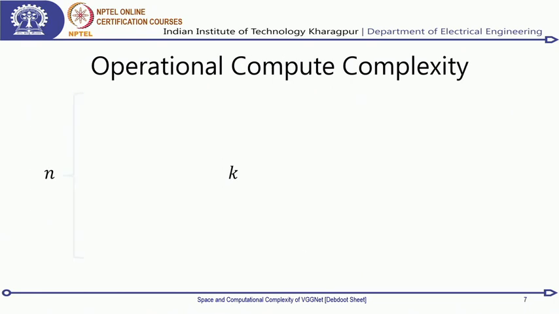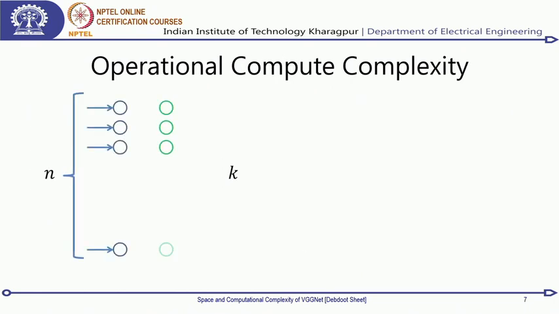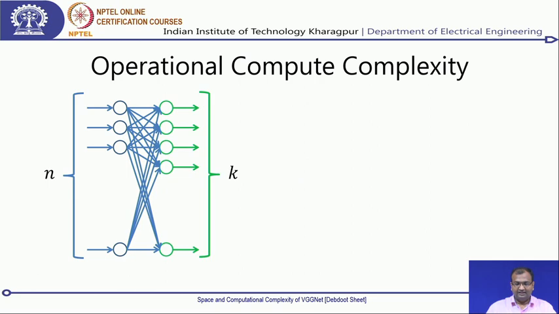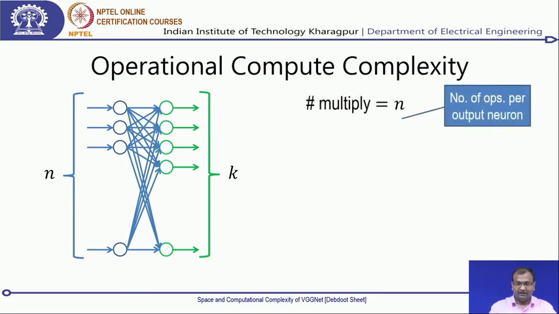Now, on the other side of it, let us look into the operational compute complexity, which is the total number of floating point operations, number of multiplications, number of additions which you would be doing. So, over here you have n number of neurons, and for each of these outputs, if I am considering only the first neuron, I will have n weights which are multiplied by n inputs. So, in total there are n multiplications which will happen.